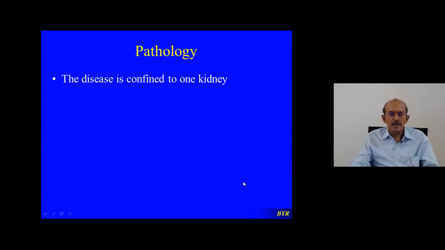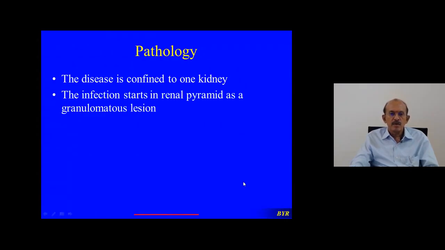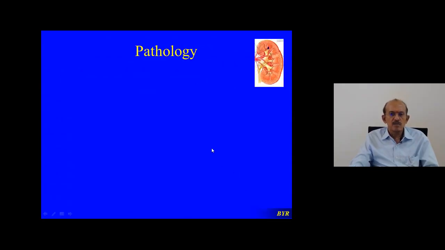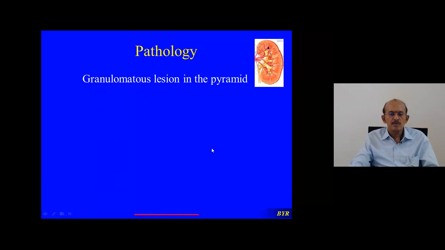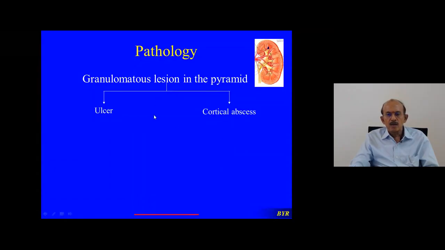The disease is confined to one kidney. The infection starts in the renal pyramid as a granulomatous lesion. So in the pyramid, that is in the medulla, the infection starts. Any tuberculous lesion will develop a small cold abscess. So it can produce an abscess in the cortex of the kidney.